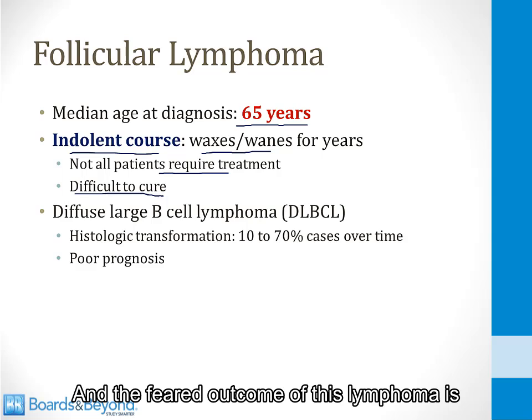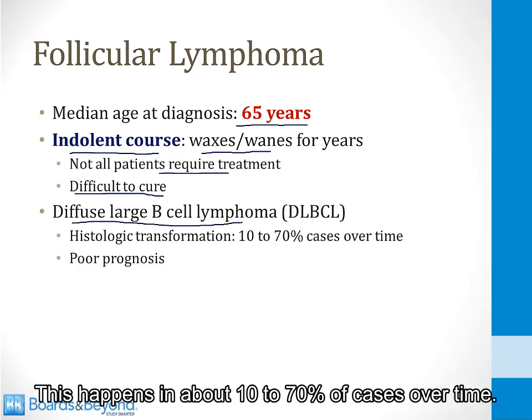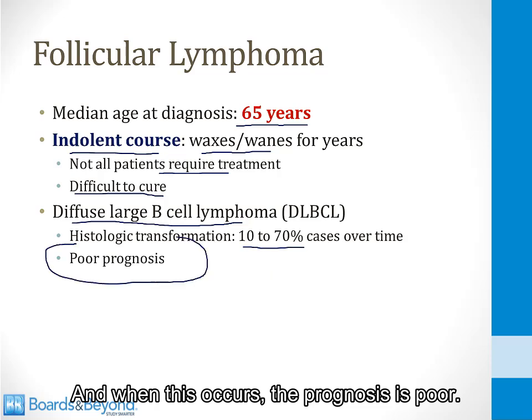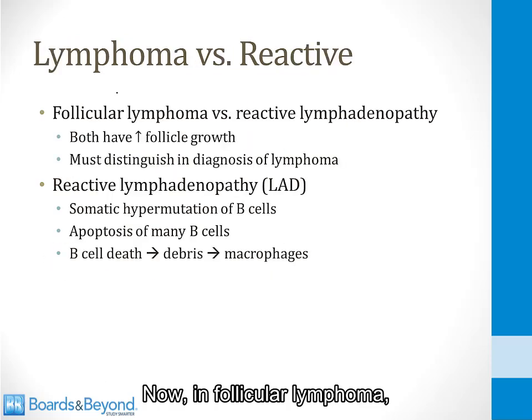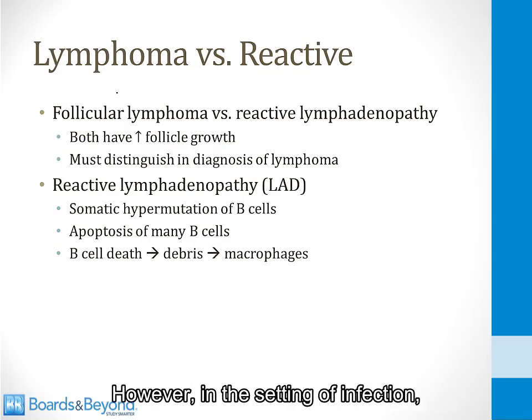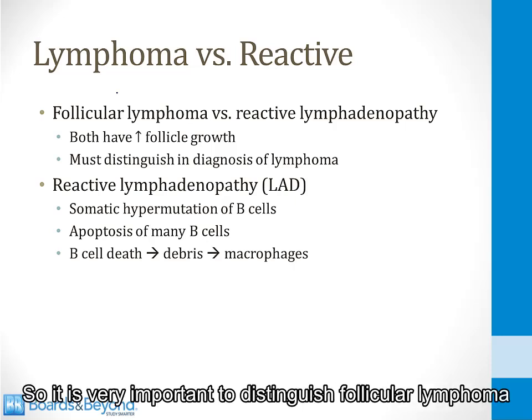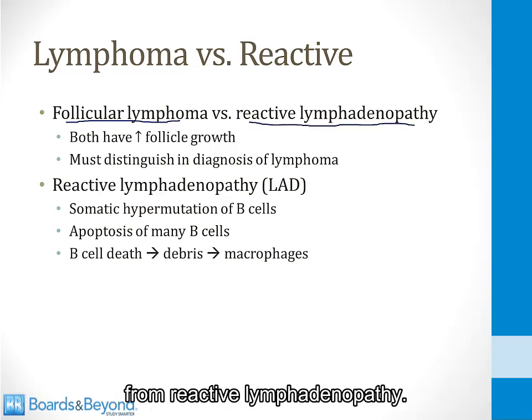And the feared outcome of this lymphoma is that it will convert to a diffuse large B-cell lymphoma. This happens in about 10 to 70% of cases over time, and when this occurs, the prognosis is poor. Now, in follicular lymphoma, there is growth of the follicles in lymph nodes. However, in the setting of infection, there is reactive growth of the follicles in lymph nodes. So it is very important to distinguish follicular lymphoma from reactive lymphadenopathy.